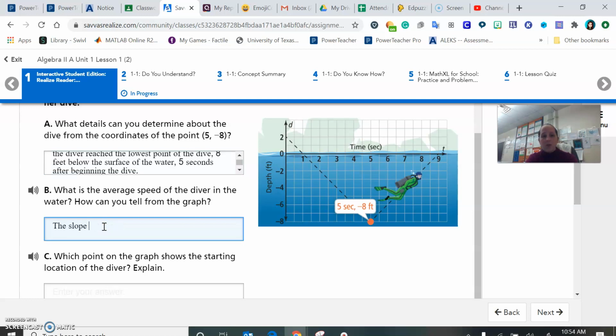So the slope is 2 feet per second from (5, -8) to (10, 2). So going up, it's the same thing, but I'm going positive. The slope is negative from (0, 2) to (5, -8).